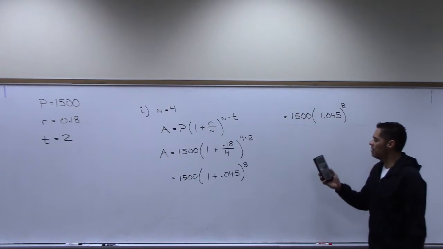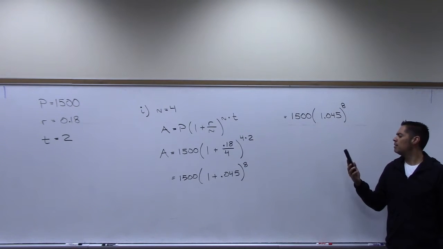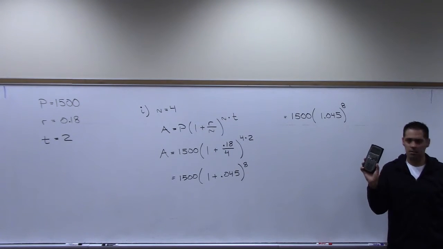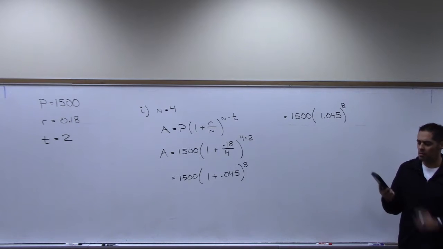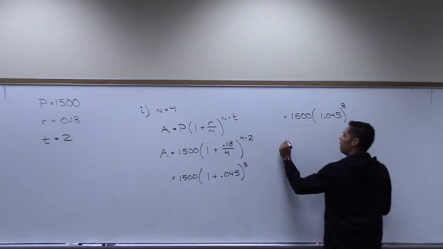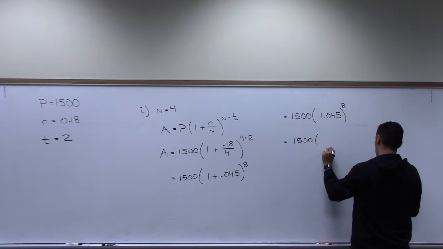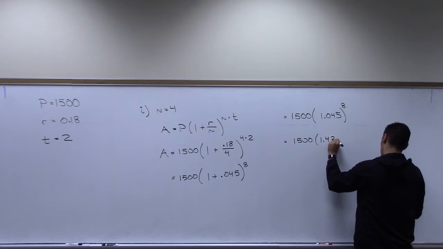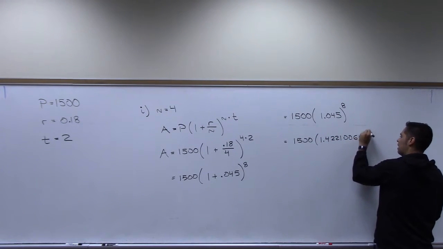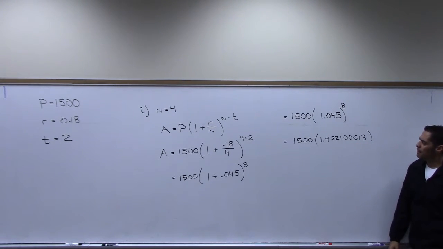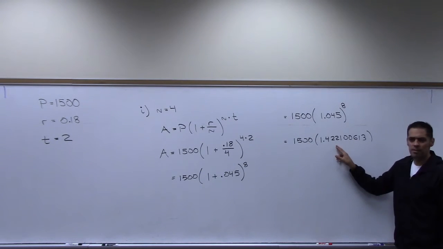Okay, when you do that, you get this real long decimal, don't you? 1.422, right? Use every single number that you have there, because the more decimals you use, the more accurate your answer is going to be. So let's go 1500, and then I'm going to have this right here, 1.422100613. Does anyone's calculator go further than that? Did anyone not go that far? Okay. So we're good? Now, this times this.